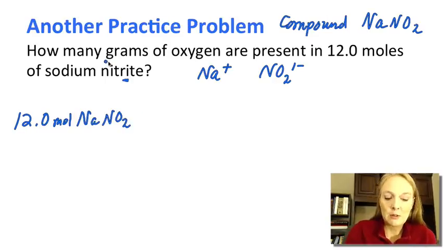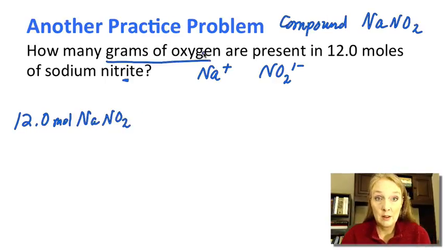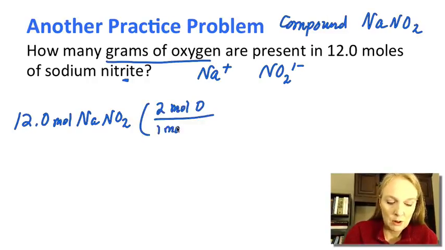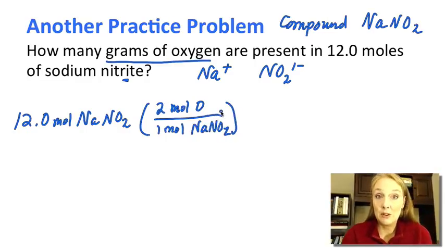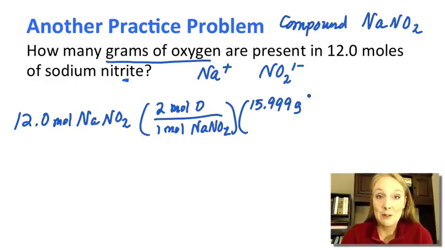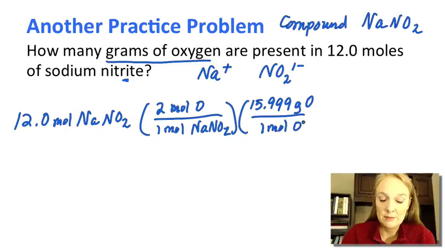And we're trying to find grams of oxygen. So we need to convert from moles of sodium nitrite into moles of oxygen. That needs to be the first thing we do. There's 2 moles of oxygen in 1 mole of sodium nitrite. Then we need to convert those moles of oxygen into grams of oxygen. And I find that by looking up the mass of oxygen on the periodic table. Its average molar mass is 15.999 grams of oxygen in 1 mole of oxygen.